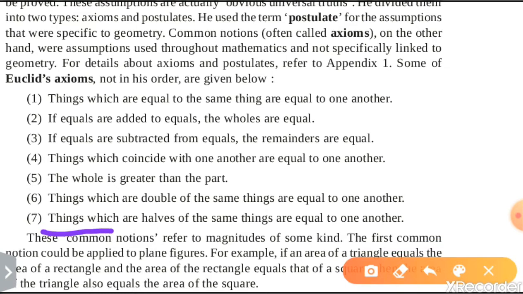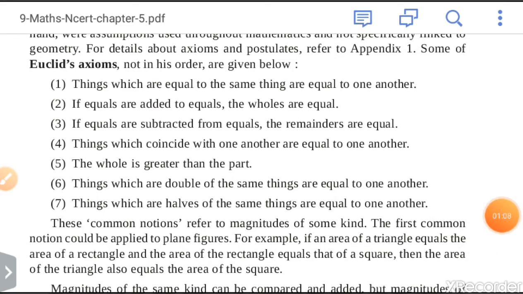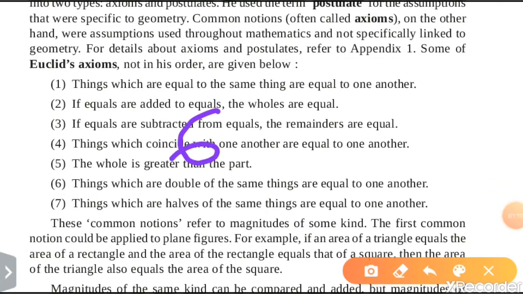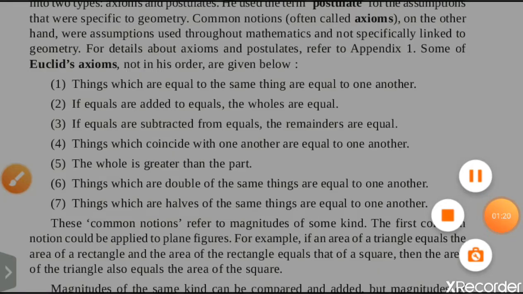Next, the things which are halves of the same thing are equal to one another. The same with that also. If you see 6 and these are two 3s, you can see that 3 is half of 6 and this 3 is also half of 6. That means these will also be equal to each other. Now move to some postulates.